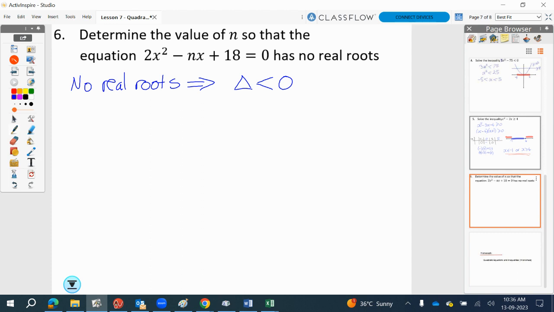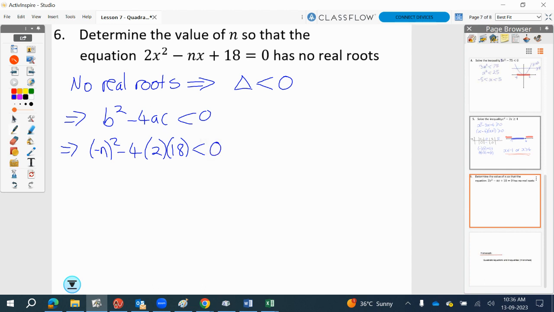So what is the discriminant? This would imply that b squared minus 4ac is less than 0. So that's the discriminant formula. We can put in our numbers now. What is the value of b? Negative n. So this gives us negative n, squared, minus 4. What's the value of a? 2. What's the value of c? 18. So what is 2 times 18 times 4? 144.